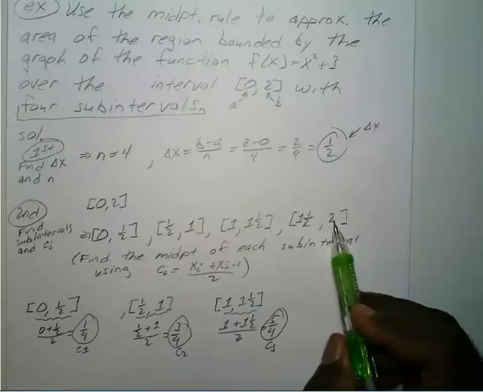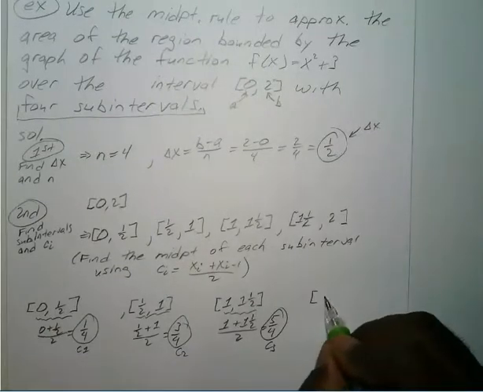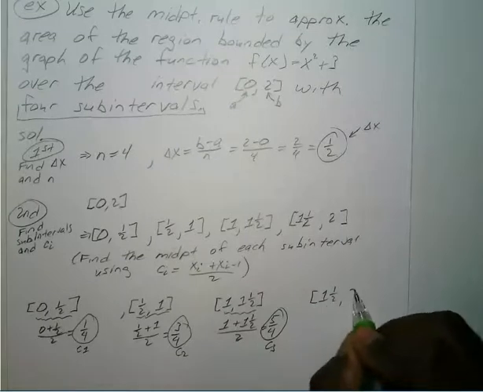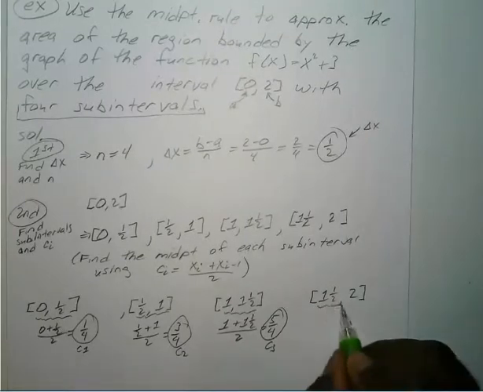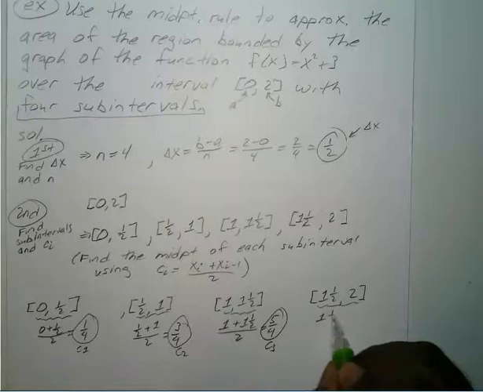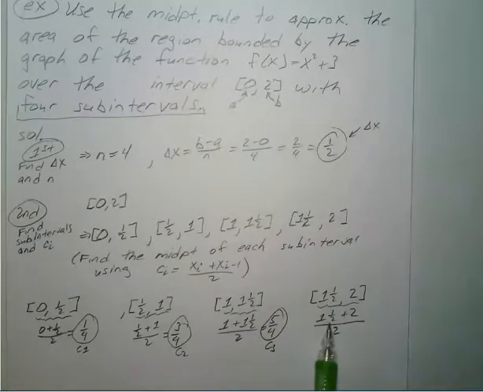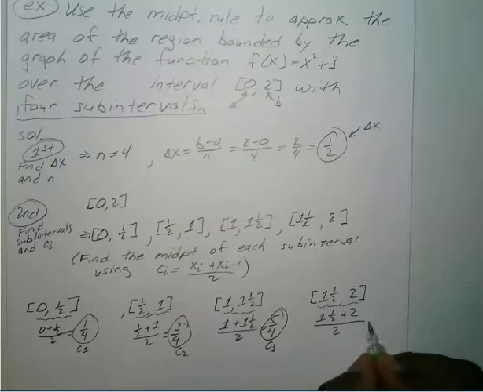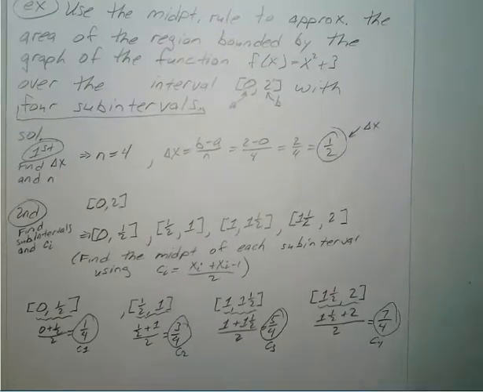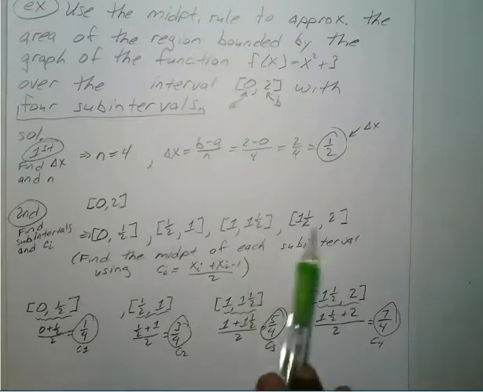And if you do from 1 and 1/2 to 2, we go ahead and add those two together. 1 and 1/2 plus 2 divided by 2. So if we make that 3 over 2 plus 4 over 2, that'll give us 7 over 2 divided by 2, which is 7 over 4. And that's our c sub 4. Okay, so the midpoint of each of these intervals will give us our c sub 1, c sub 2, c sub 3, and c sub 4.